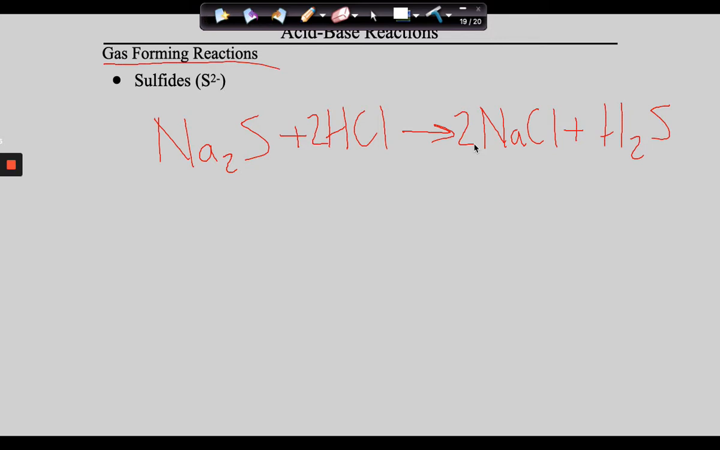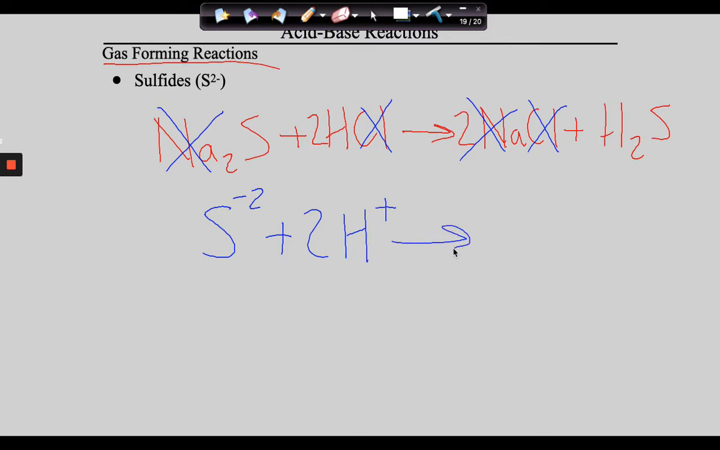So, guys, what we've got to do is this. We've got to kill the spectators and write the net ionic equation. I'm going to try to do this with you quick and clean. Are you okay with the idea that sodium is a spectator because sodium is always a spectator? Are you okay with the idea that chloride is a spectator because chloride is always a spectator? Can we then write the net ionic equation that says sulfur minus 2 plus 2 protons yields hydrogen sulfide gas? That's the net ionic equation. Is that okay? Okay.